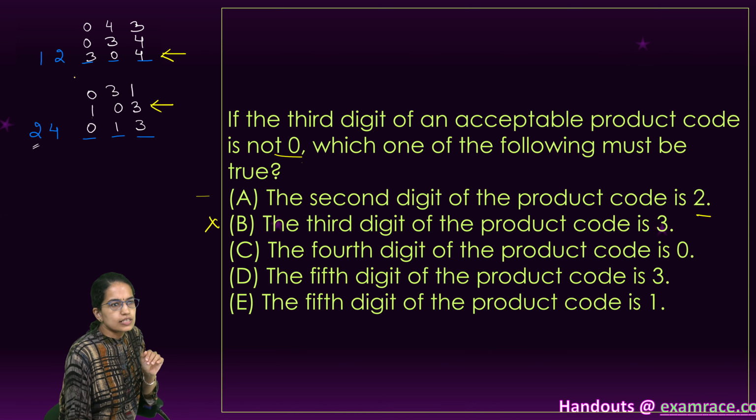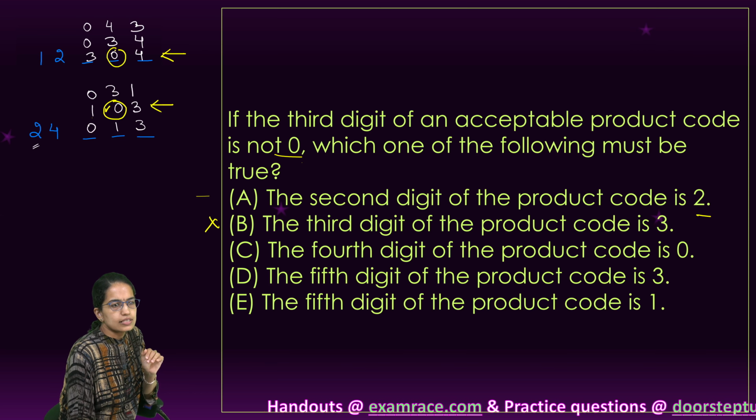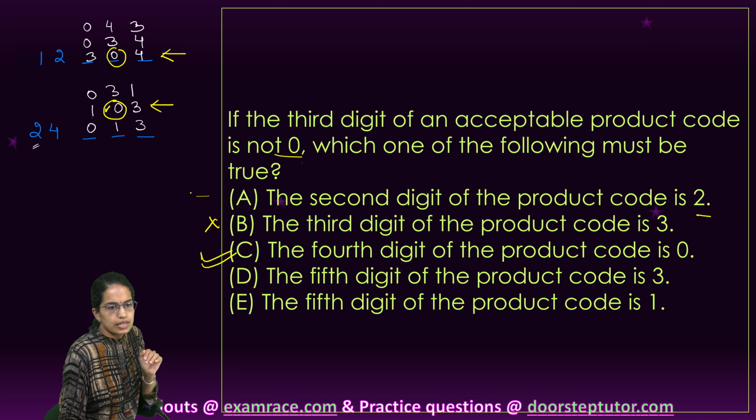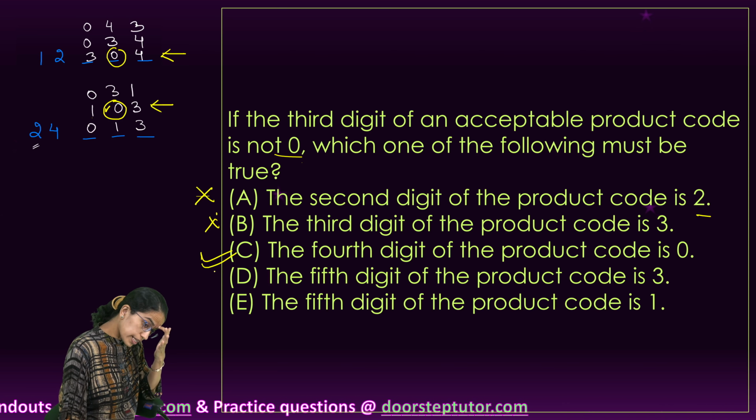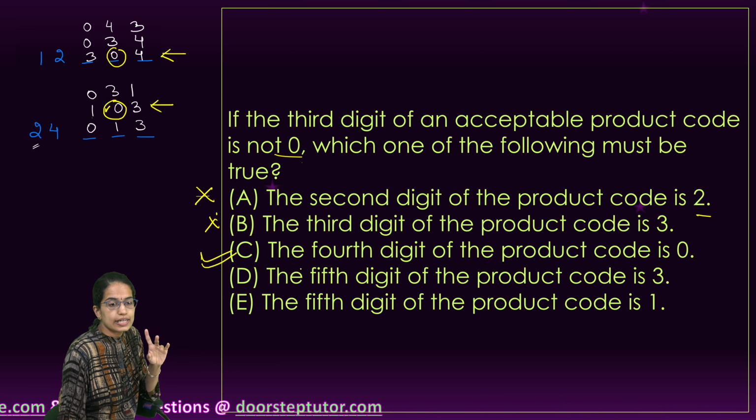The fourth digit is 0. So in this case, fourth digit is 0, yes. And in this case, again it is 0. So this becomes the correct option. So 1 was incorrect, 2 was incorrect, 1 and 2 were incorrect, third is correct.